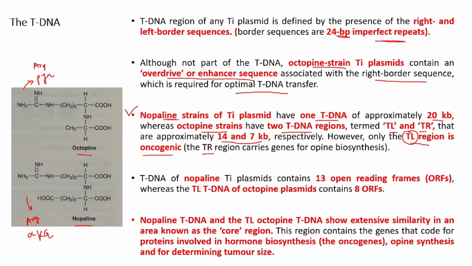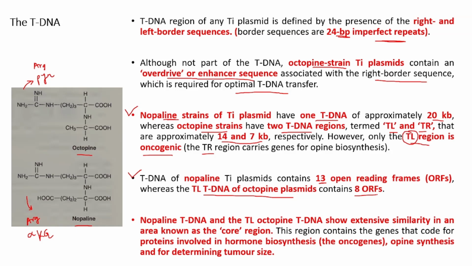Another point that you should remember is the tDNA region of nopaline Ti plasmid contains 13 ORFs, while the TL-tDNA region of octopine plasmids contains only 8 ORFs. So this is also very important.